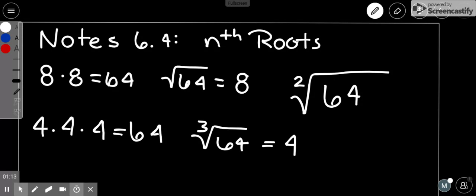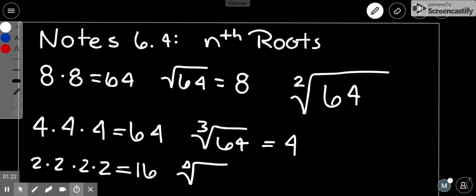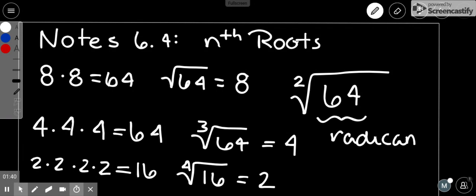Along that same line, 2 times 2 times 2 times 2 is 16. So this would be the fourth root of 16 is equal to 2. So you see how that works? The index tells you how many times a number is multiplied by itself to get the radicand, the number that's underneath. And if you don't remember how that is spelled, it's radicand. And that's the number that you will find underneath the radical sign.